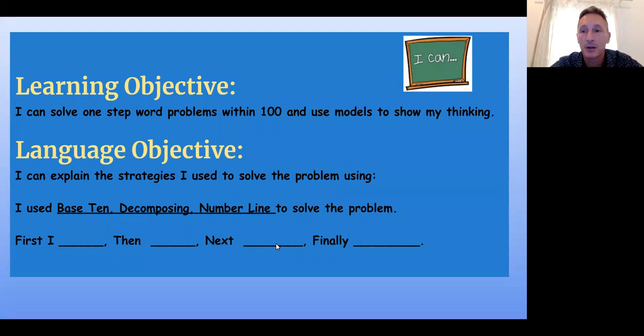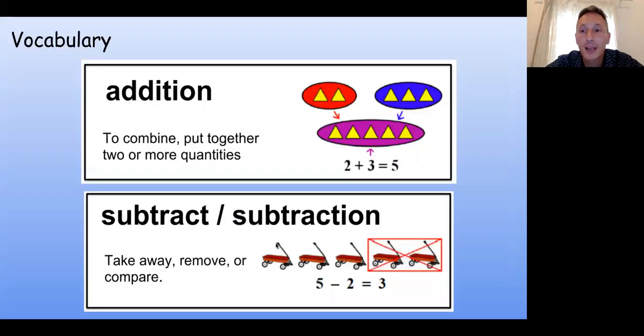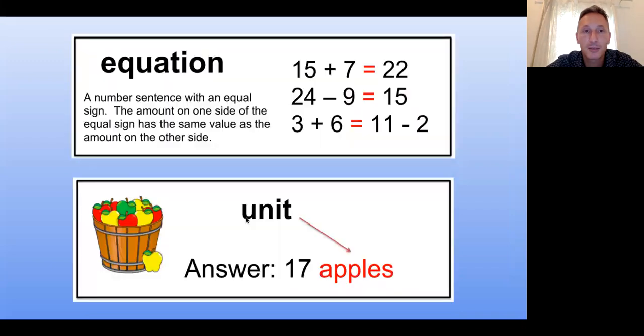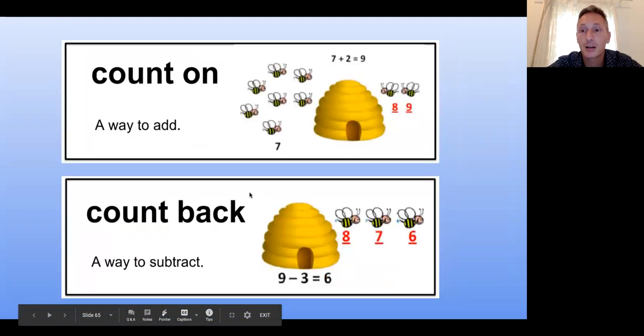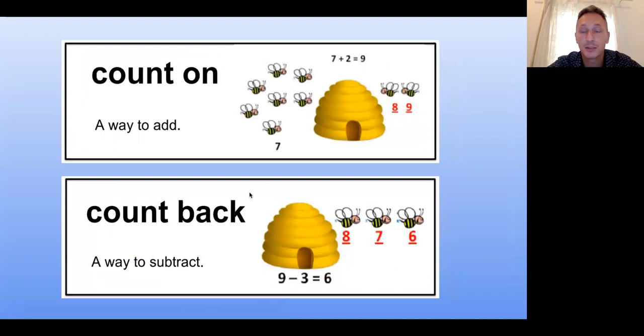With our vocabulary, we have addition, we have subtraction, we've talked about equation, and we've talked about units. And we're going to talk to you more about this when we talk about the read, draw, and write, and then writing again. We have counting on and counting back as our math strategies that we're going to be showing you when you solve your word problems.